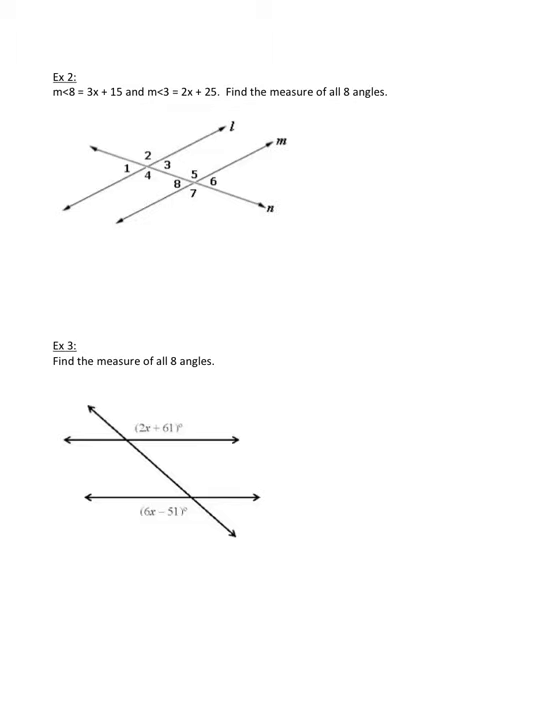Okay guys, moving on to example 2. You're given the measure of angle 8, which is here, and the measure of angle 3, which is here, and those are on the inside of the two parallel lines, so they are alternate interior. And alternate interior angles, you could see they're the same shape, they're congruent, they're equal to each other.